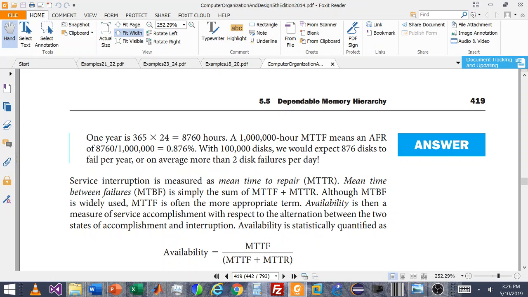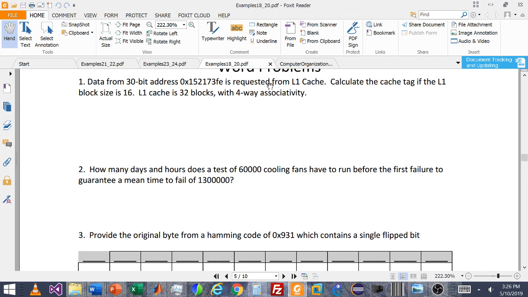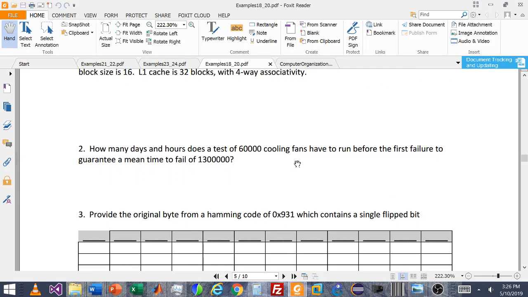Okay, but the reason I want to record this video real quick is because the examples in the skills are a little lacking because they ask the question in the other direction. So for example, how many days and hours does a test of 60,000 cooling fans have to run before the first failure guarantee a mean time to fail?